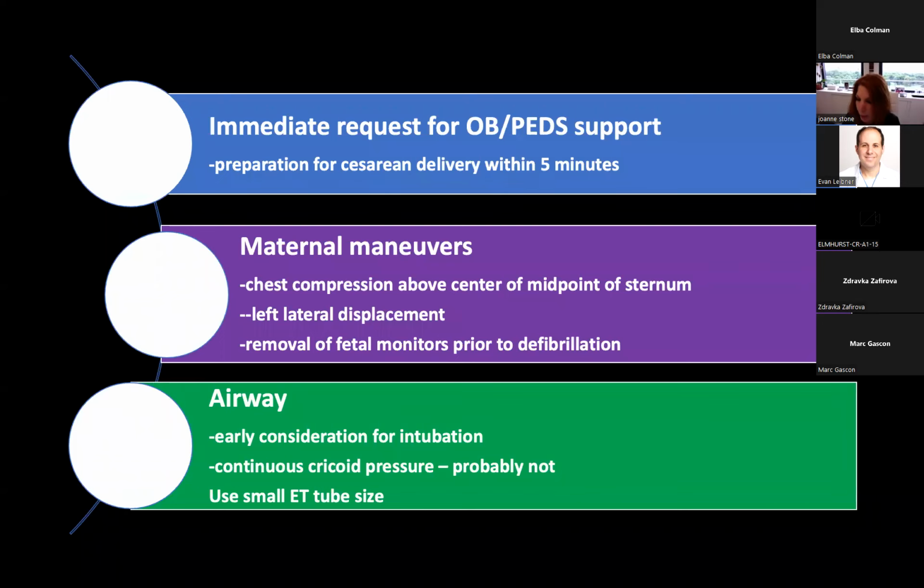You and your OB/MFM counterpart need to not focus on the fetal heart rate during resuscitation, and we do recommend removal of fetal monitors prior to defibrillation if that is what is needed. As far as the airway, there needs to be early consideration for airway intubation. Interestingly, again, older teaching was a thought for continuous cricoid pressure just due to maternal physiology, but this has fallen out of favor. It's also been reported that a somewhat smaller ET tube size is needed in pregnancy compared to outside pregnancy. Again, probably related to the airway changes I talked about, the presence of edema, things like that.